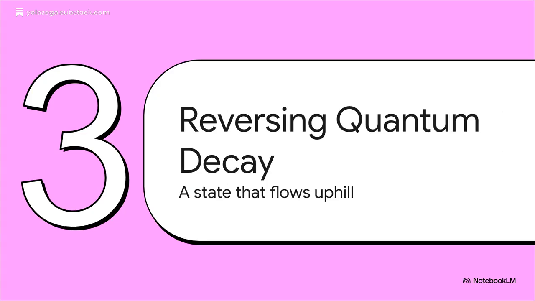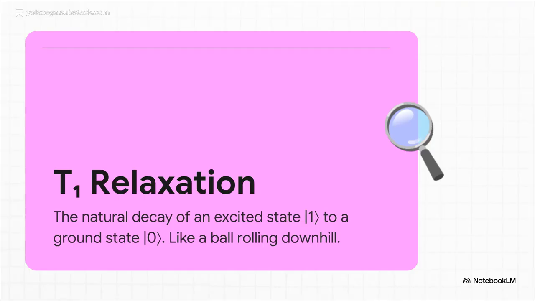Okay, now we get to what might be the most incredible part of this entire discovery. We're about to see something that seems to flip a fundamental rule of quantum physics on its head, a quantum state that actually flows uphill. So, for something like 70 years, we've had this bedrock principle in quantum mechanics called T1 relaxation. It's simple. An excited qubit, what we call the 1 state, will always decay back to its stable ground state, the 0 state. Think of a ball rolling down a hill. It's just the natural way of things. Energy goes from high to low. This means you should always find more systems in the ground state than the excited state.